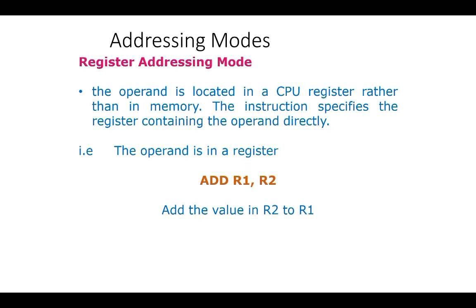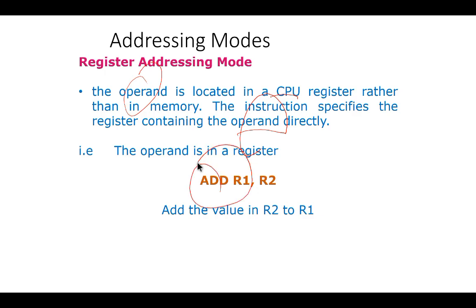The next addressing mode is the register addressing mode. Here the operand is located in a CPU register rather than in main memory. So without accessing the main memory, the CPU register is utilized to locate the operand. Therefore the instruction specifies the register containing the operand directly, like this.